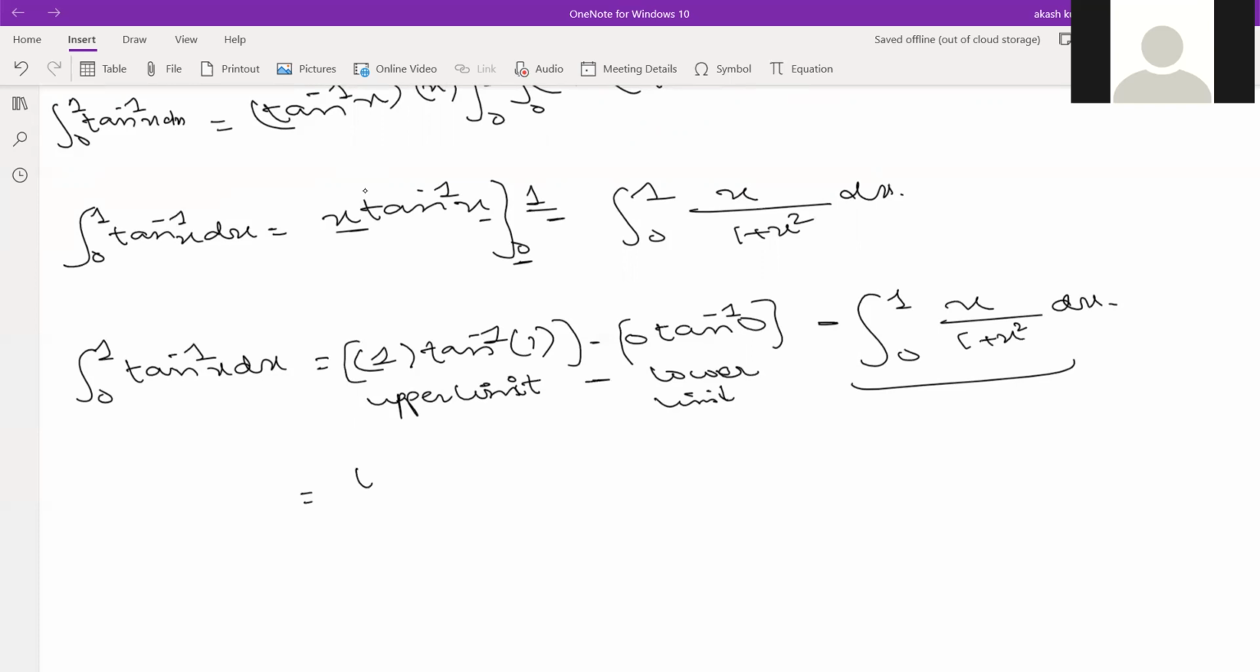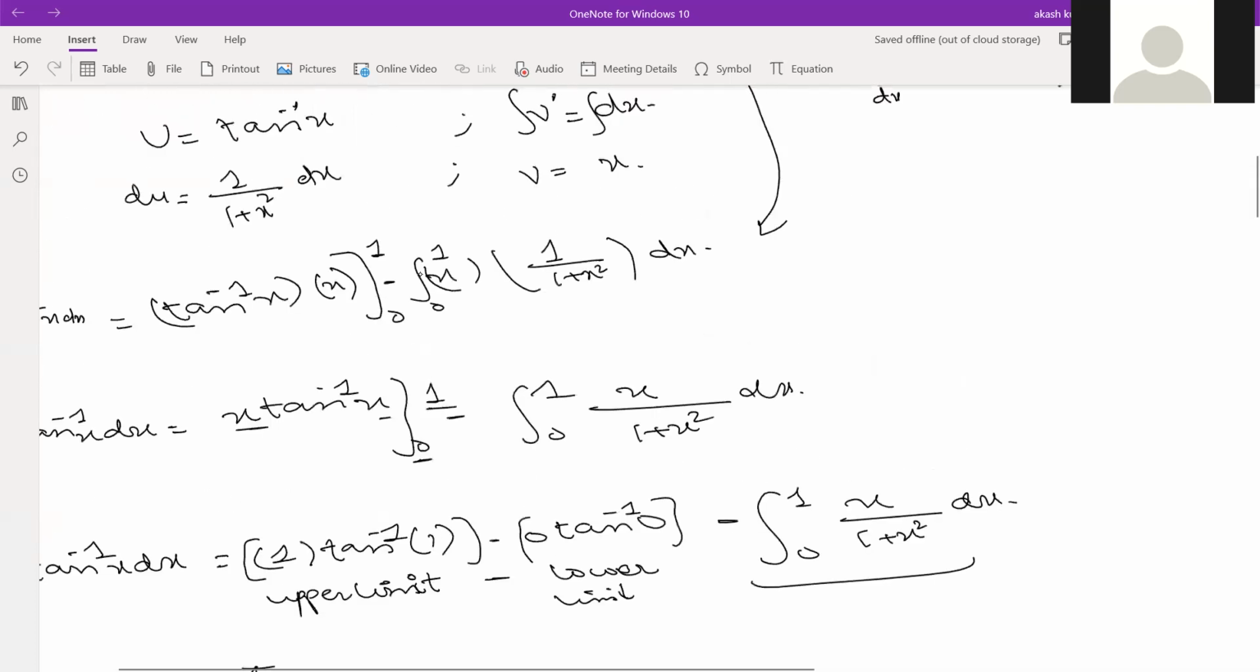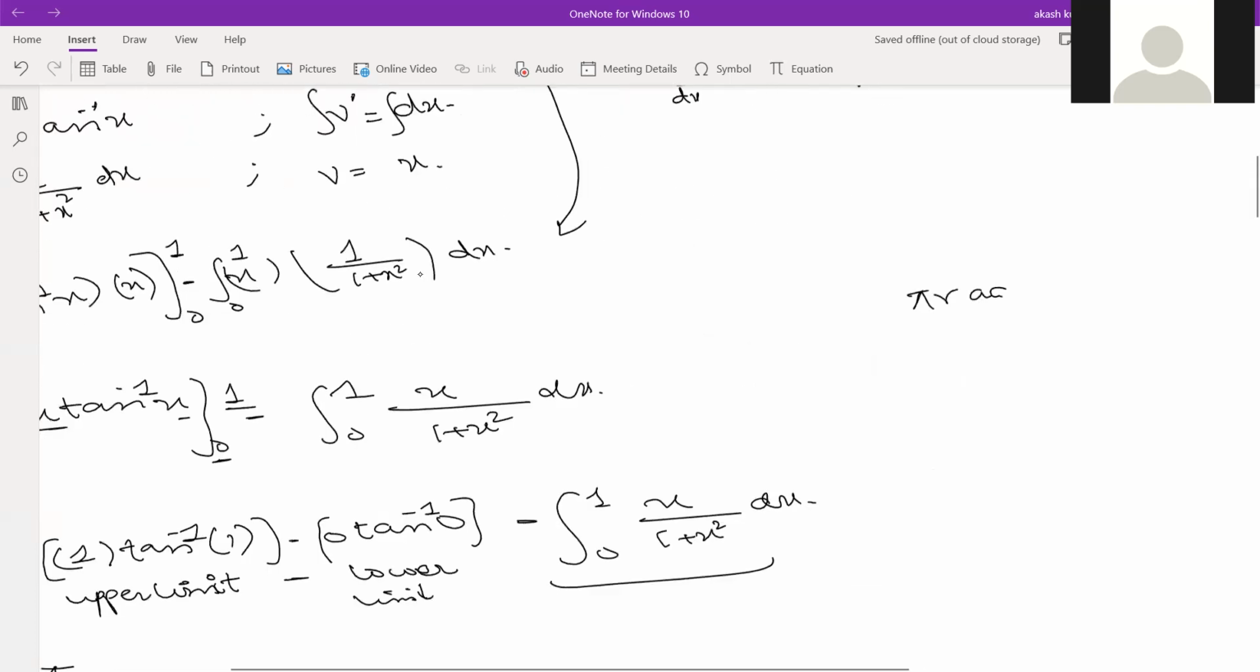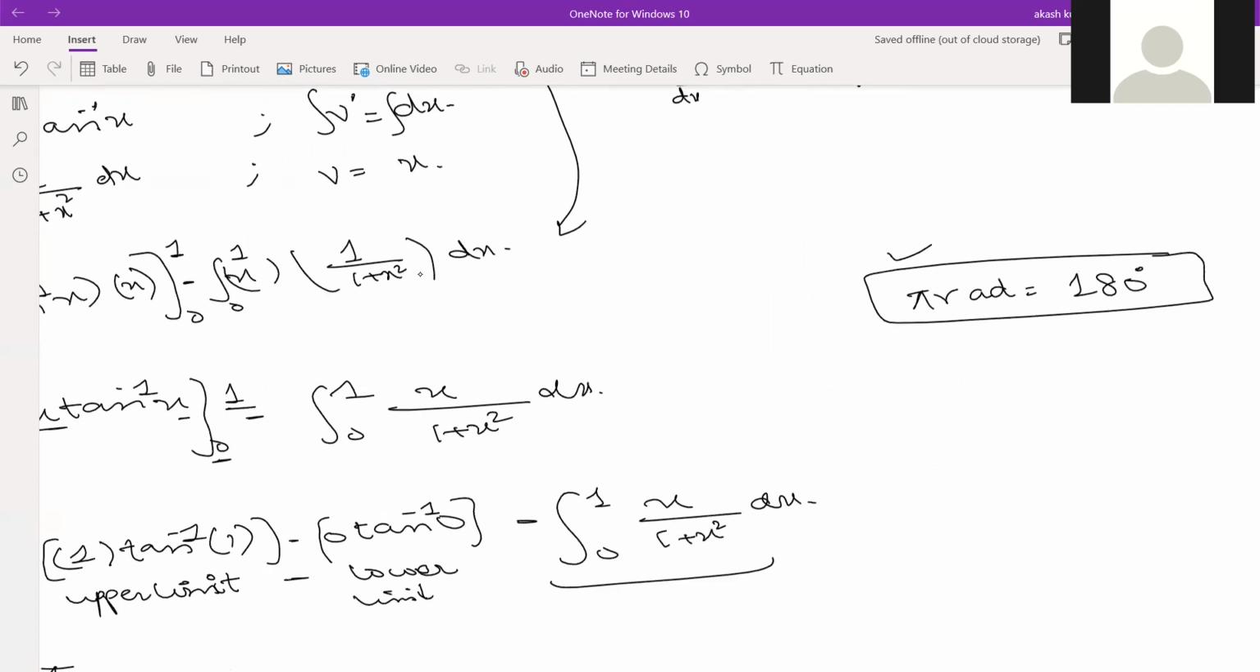Do you have a calculator with you? Yes. Tan inverse 1 will become 45 degrees, or pi by 4 radians. How is it pi by 4? Pi radian is 180 degrees. That is the conversion identity that we know. And we have 45 degrees, so divide 180 by 4, and it becomes 45.